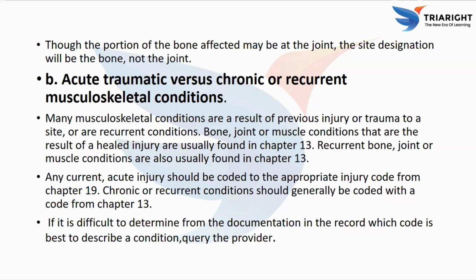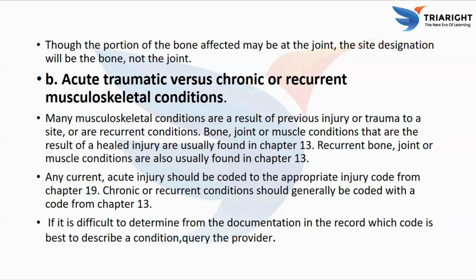So back pain due to an old healed vertebral fracture, you have to code chapter 13. You have to use chapter 13 codes M00 to M99 whenever the problem is long term, a result of an old healed injury, or recurring in nature. Bone, joint or muscle conditions that are a result of a healed injury are usually found in chapter 13. This means if an injury happened in the past and has already healed, but the patient now has long-term effects, you have to code the chronic condition but not the old injury code.